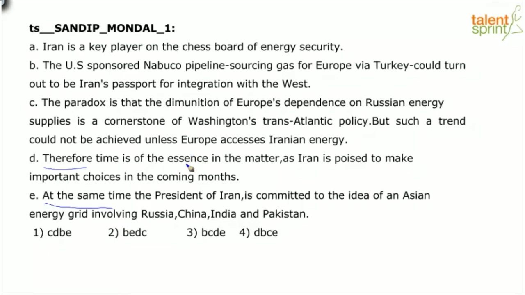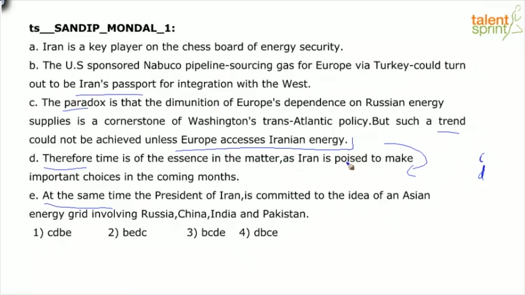Okay, so I'm looking at connecting words, right? I'm looking at C. It's talking about a particular paradox, and it's saying that the trend cannot be achieved unless Europe accesses Iranian energy. And then D says what needs to be done. So therefore time is the essence in the matter, as Iran is poised to make important choices in the coming months. So I feel like D has to follow C. The US-sponsored Nabucco pipeline sourcing gas for Europe via Turkey could turn out to be Iran's passport for integration with the West.